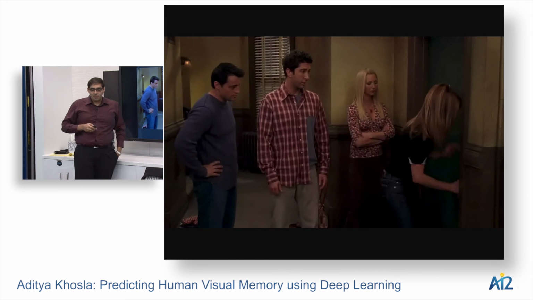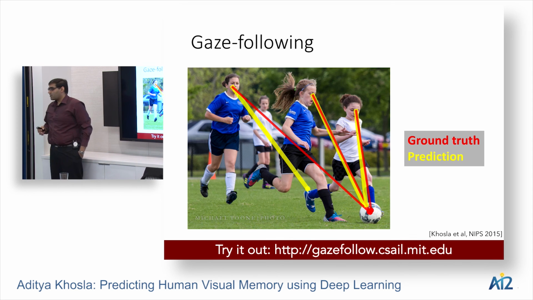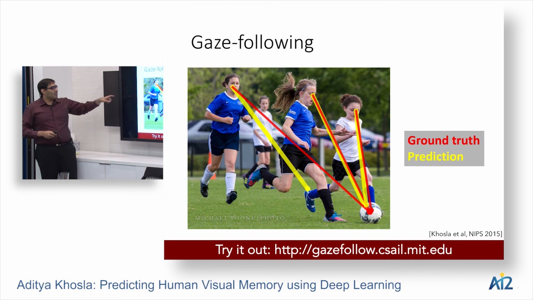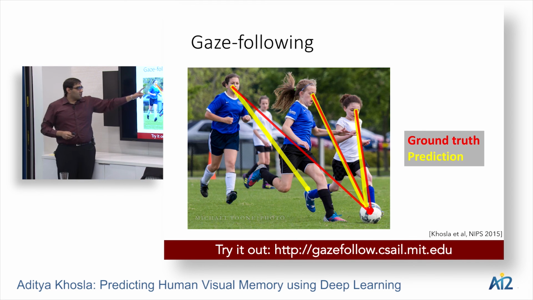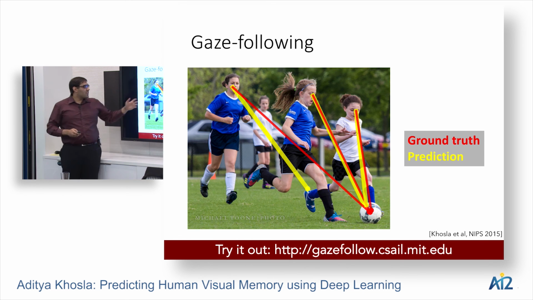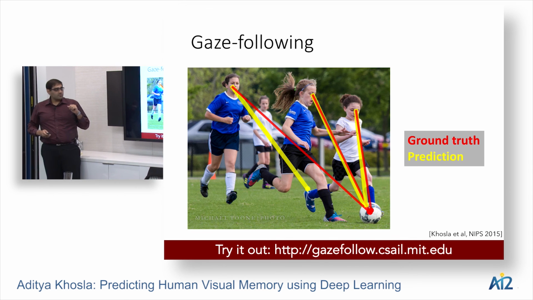I've looked at gaze from two perspectives. The first is a third-person perspective. We call this gaze following, where you're given as input an image such as this one, and your goal is to predict where each of the individuals in the image are looking. The ground truth is shown in red, annotated by people, and the prediction of our algorithm is shown in yellow. So it's actually able to start doing a reasonable job at predicting where people are looking.